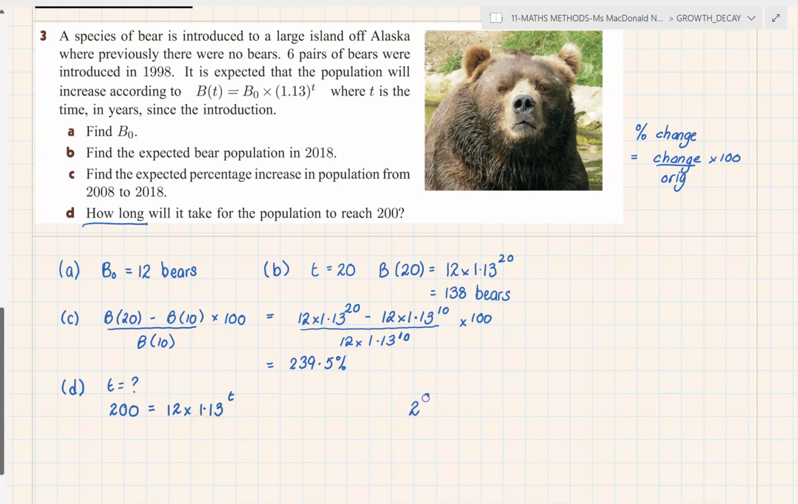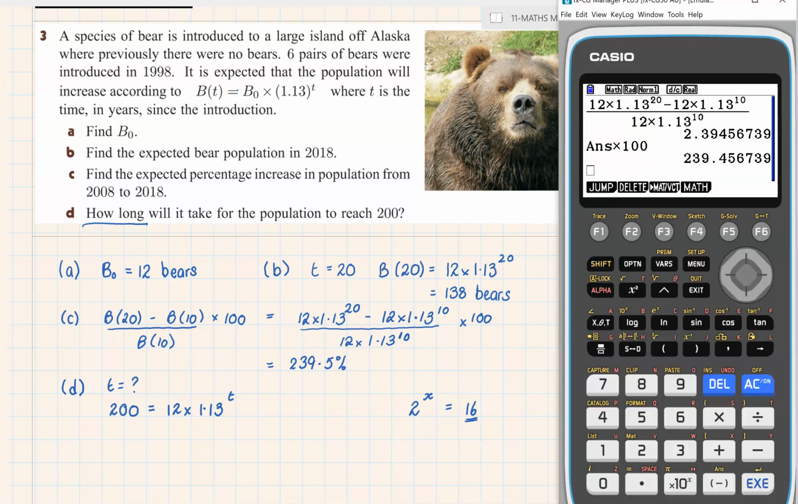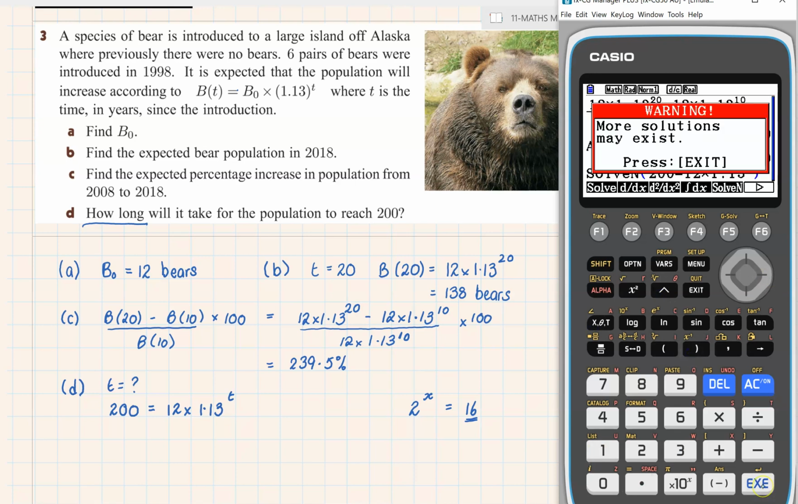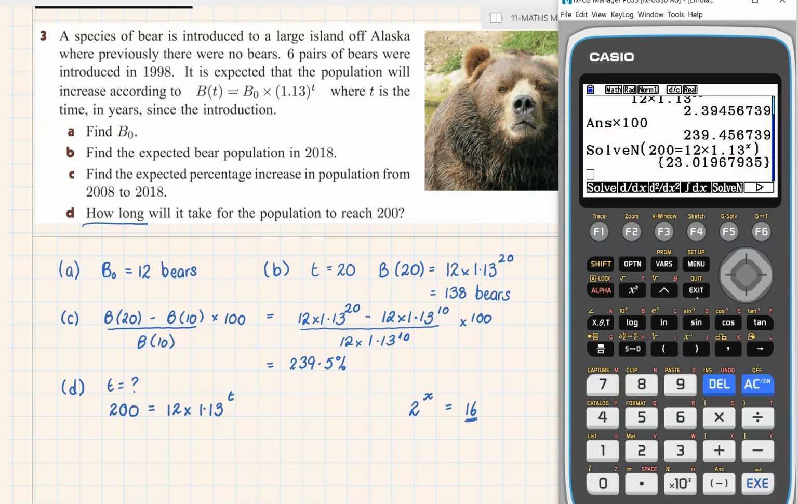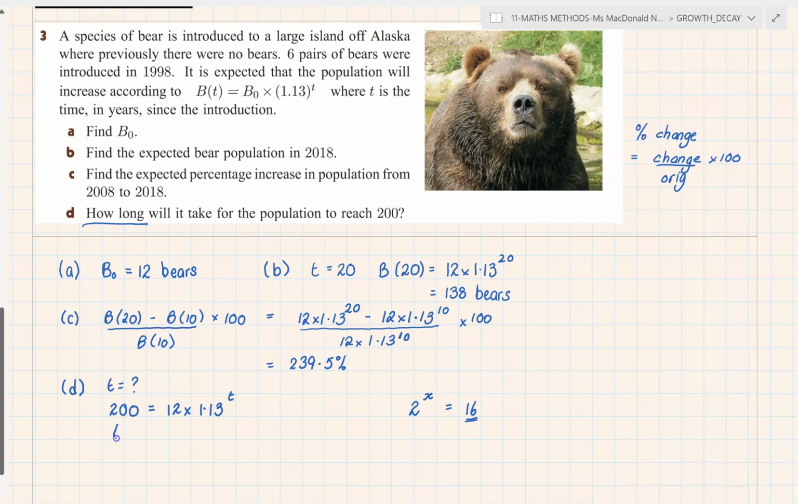So, like we were doing in a previous exercise when you might have had 2 to the x equals 16, we can write this as the same base. We can't do that here clearly. So it's definitely a calculator problem. You could graph it, or you could go into solve n. So we did the graphing last time. Let's stay in our normal calculator and we'll go to calc, solve n. We've got 200 equals 12 times 1.13 to the x. Let's mix it up a little bit. Yes, we can have more than one. So 23 years.